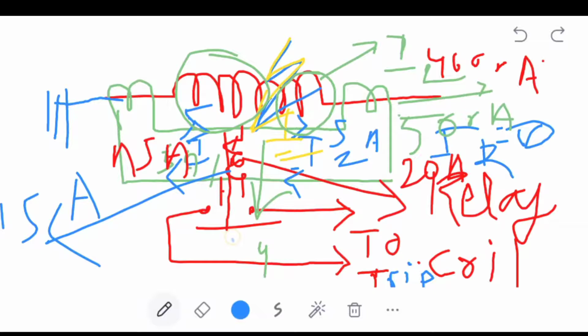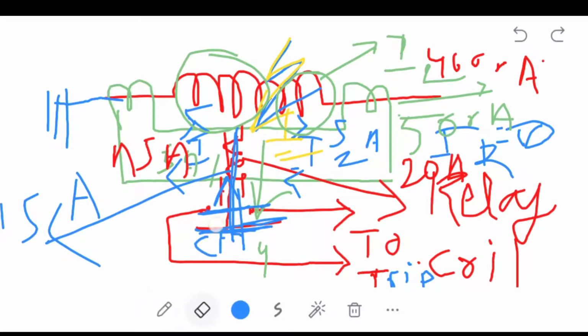Now whenever the current in the relay coil is more than 5 amperes, the relay plunger will be attracted upwards. Then the circuit breaker trip coil will be energized. When the contact closes, a DC supply goes directly to the circuit breaker coil. That is the principle of operation of the relay. 15 amperes is enough to move the plunger upwards, hence these two contacts will be closed. Normally open contacts become closed contacts.